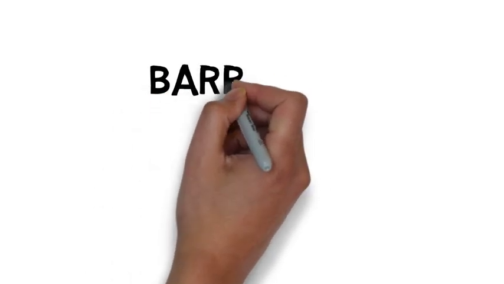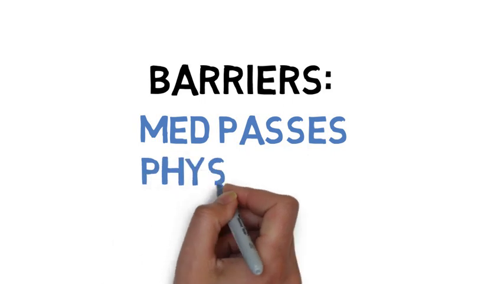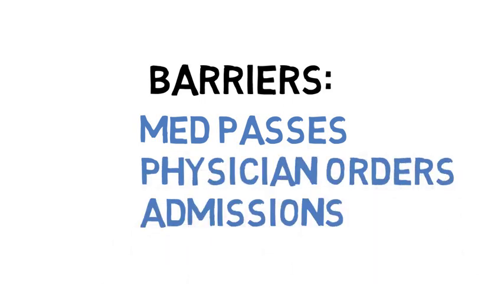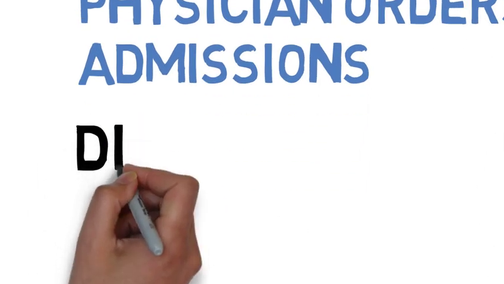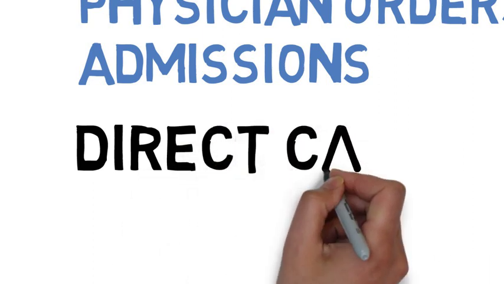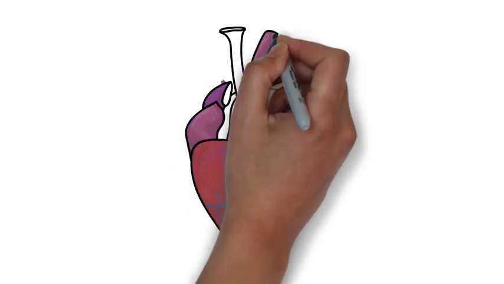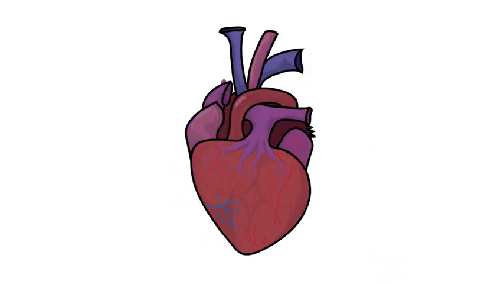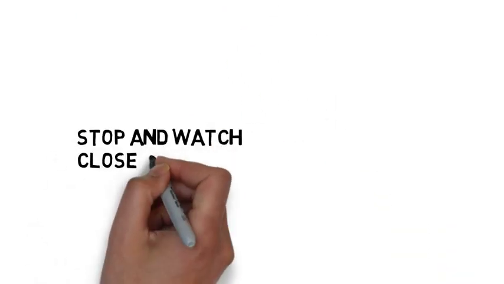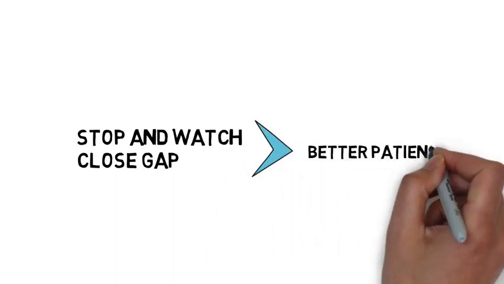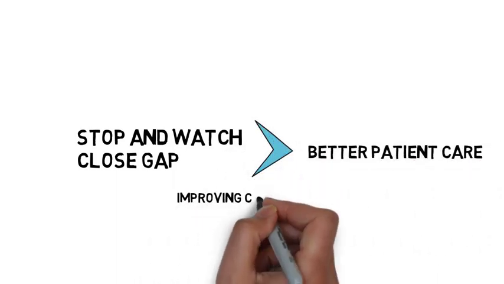Subtle but important changes in patient condition are often missed by direct care staff because of the following communication barriers. Unit nurses are usually busy giving out medications, taking physician orders, and maybe even admitting new residents. The GNAs are often very busy giving direct care. Because of this, subtle but potentially life-altering changes are often missed by direct care staff. Stop and Watch can help close this gap, providing better care to patients by improving communication.